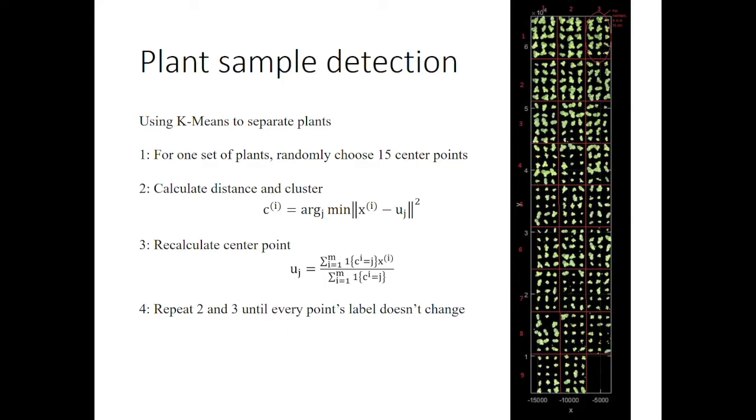And for plant sample detection, basically we use K-means to separate the plants. Because there are lots of plants in the 3D model, we separate all of the plants into 26 plant sets, and each set has 15 plants. To get the volume of each plant, we use the K-means algorithm to separate the plants. And this is the step of how we use K-means.